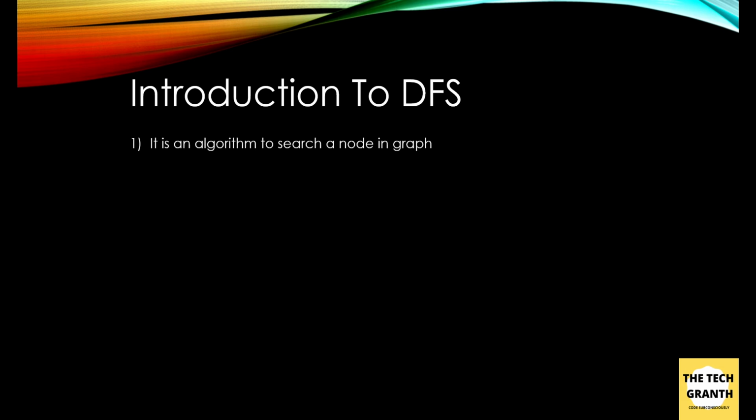It is an algorithm to search a node in a graph. It is similar to BFS. It's another algorithm. In BFS we go breadth wise, which means level by level. In DFS we go to the depth, and I'll come to the explanation in just a while, what I mean by going till the depth. The runtime complexity of this algorithm is again O of V plus E.